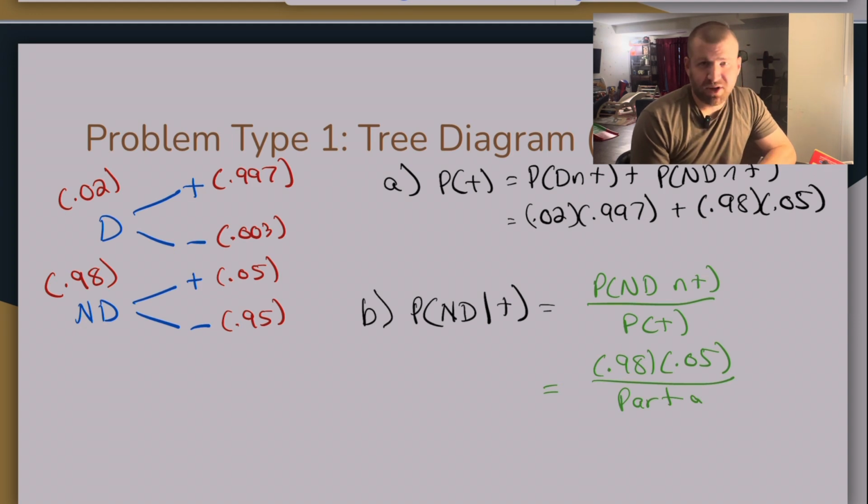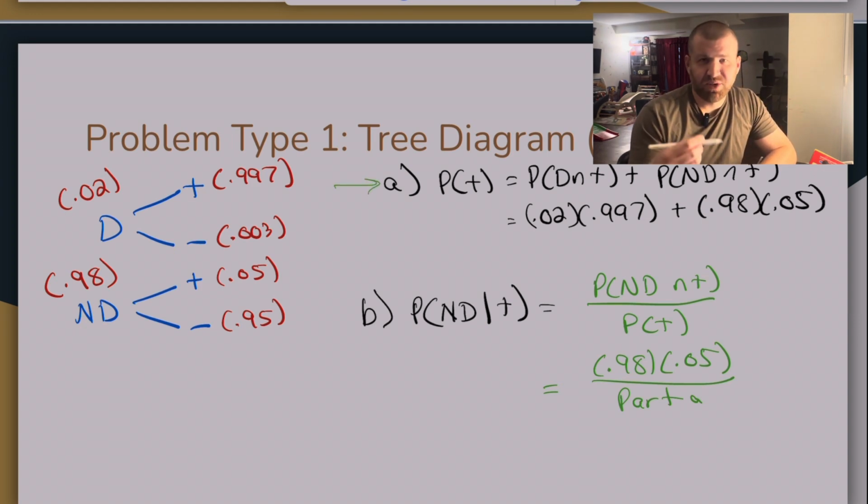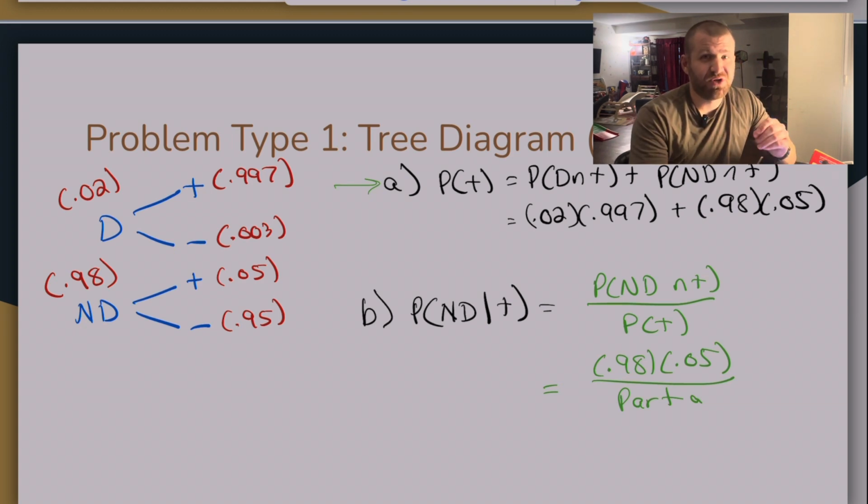The nice part about a lot of these questions is that in part A, you'll calculate a number and then you'll typically use it in part B, so you don't have to recalculate the probability of testing positive. It does make your life a little bit easier. So again, this is a way that you will use the formula directly with a tree diagram type question.